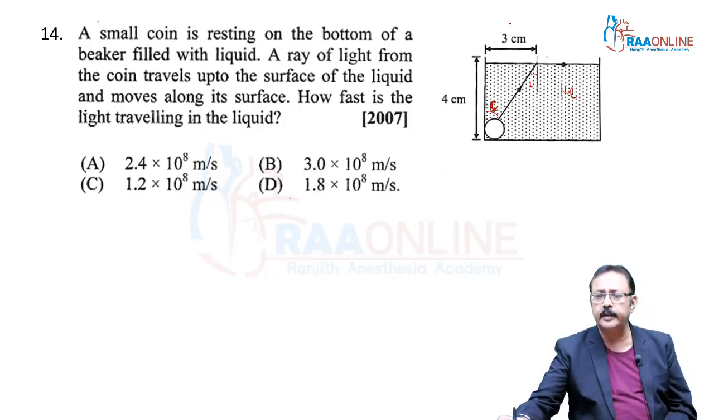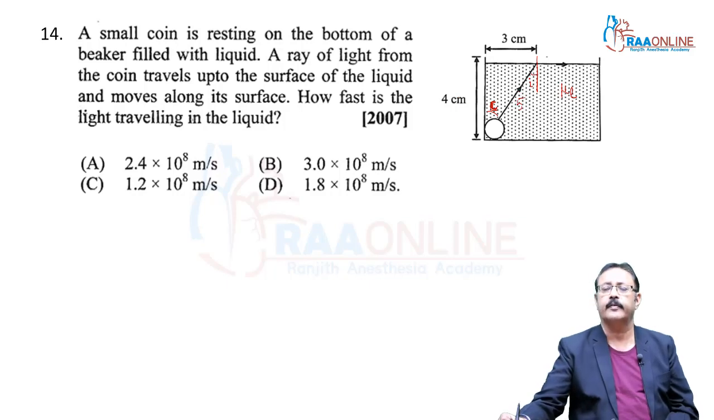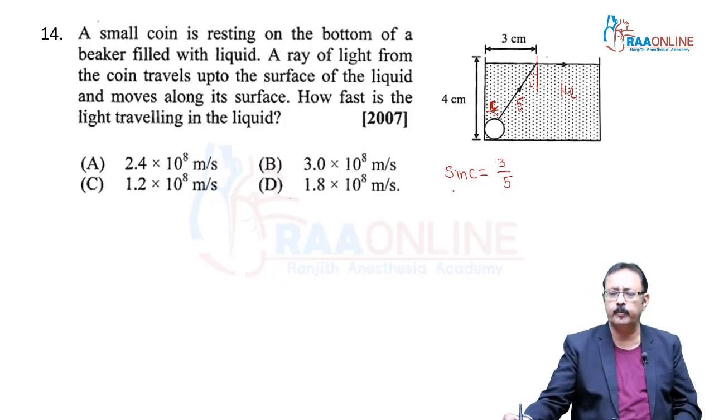If this side is 3, this side is 4, by Pythagoras this side we will get 5. What is sin C? Sin C means perpendicular upon hypotenuse, 3 by 5. But sin C is 1 upon mu. It means the refractive index of your liquid should be 5 by 3.